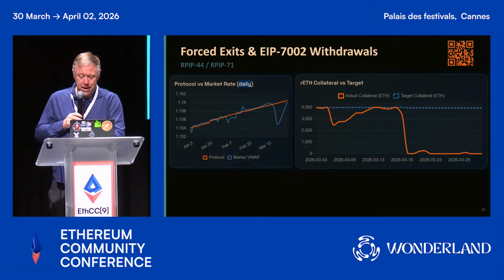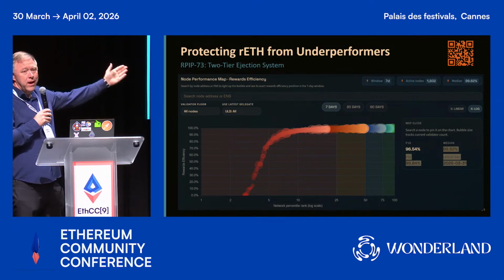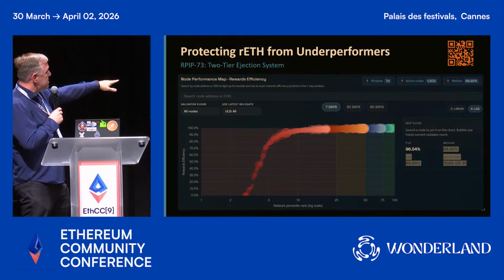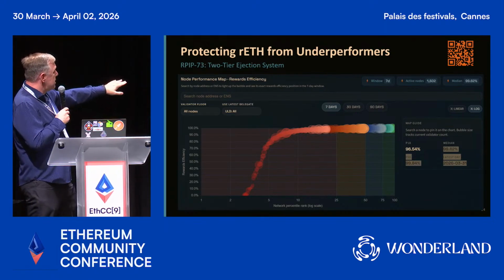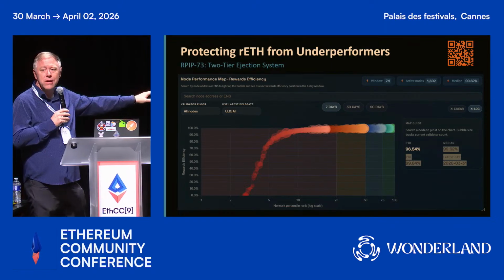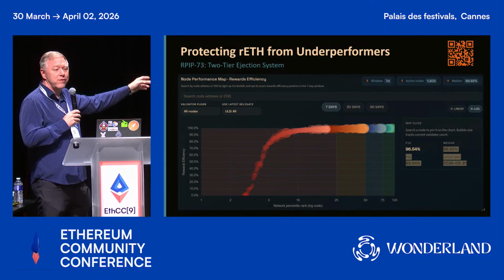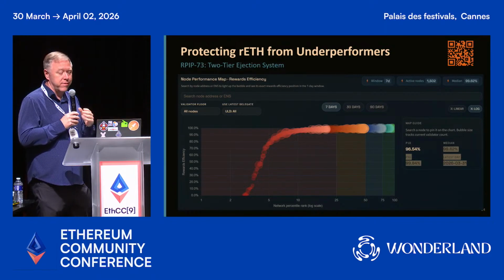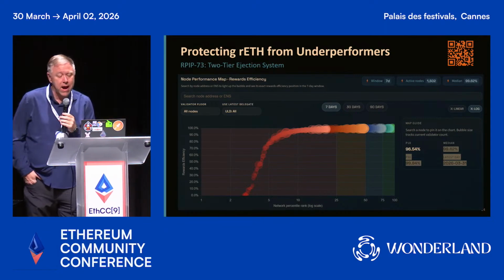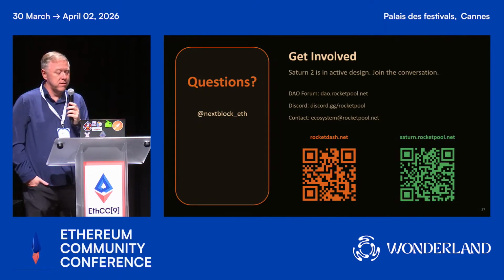If you're a node operator, you can actually look up your node and you can see how well you're performing in there. And you can see that there is this, maybe it's a Pareto curve, this 10% or 5% down there that are the underperforming nodes that in Saturn Two, Rocket Pool wants to be able to just cut off that tail to improve the LST experience, right? And so you can go to that website, you can see a lot of that graphics and really begin to understand in that community discussion that's there.